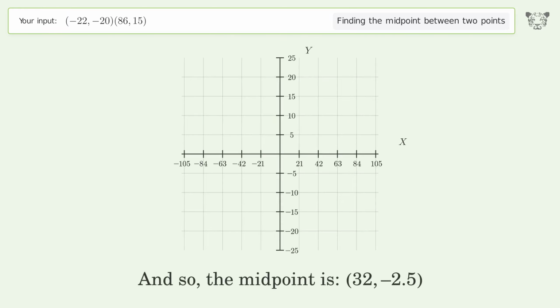And so, the midpoint is 32, negative 2.5.